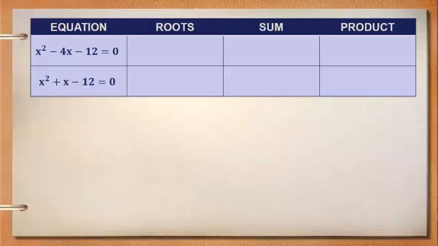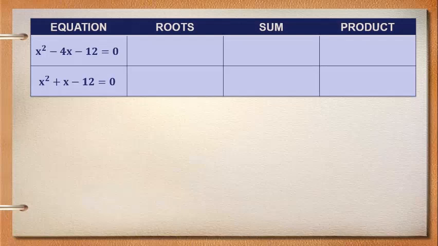Let's start our discussion with this table. Identify the roots of the given equations for us to solve the sum and product. We have x squared minus 4x minus 12 equals 0. Recall the methods in solving quadratic equations discussed in our previous videos. We have factoring, extracting the square roots, completing the square, and quadratic formula.